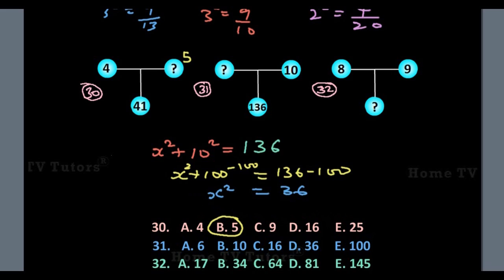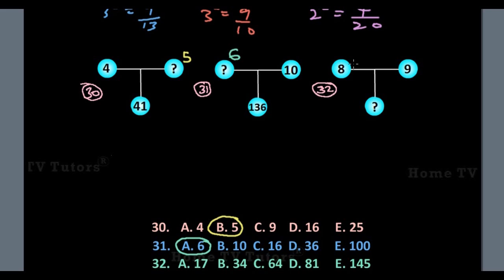So now we square root both sides. That is the opposite of the square. We want to eliminate the square on the left hand side. So on the left hand side we are left with x. Then on the right hand side the square root of 36 is 6. So the unknown number is 6 and the option A is the right answer.